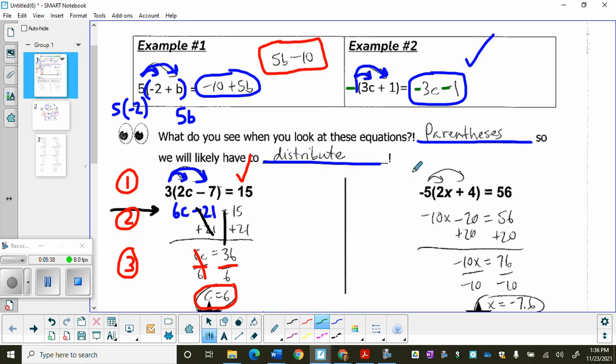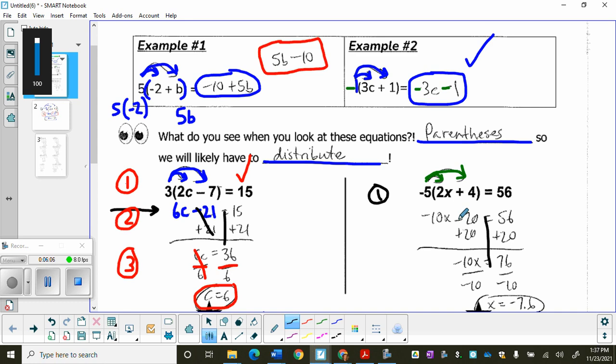All right, cool. Now let's come over to the next model problem. So for this one, we're distributing a negative 5. And so negative 5 times 2x is where I get my negative 10x. And now since a negative 5 times a positive 4 is a negative 20, I'm putting minus 20. Now this is set to equal 56. So we took care of our first step, we distributed. Now we have two terms, so we're ready to drop our line and solve.